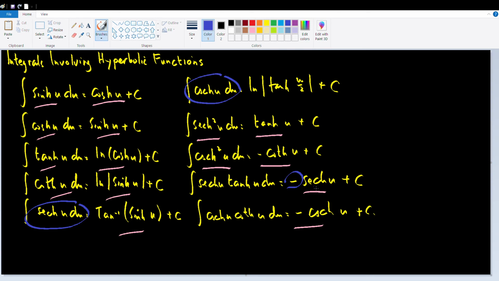Okay? So as before, we need to memorize all these formulas and we must know how to apply them correctly. As before, we have to identify the function u and then check on the differential. Okay? Let us have some examples.